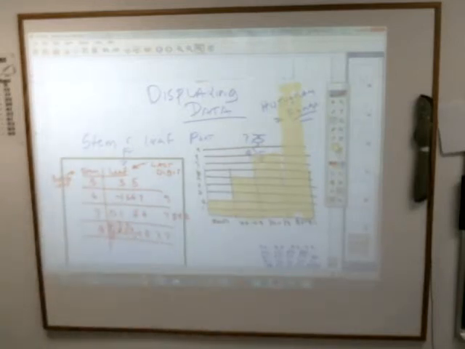Everything you want to know about histograms and more. Point to page 409 then, please.